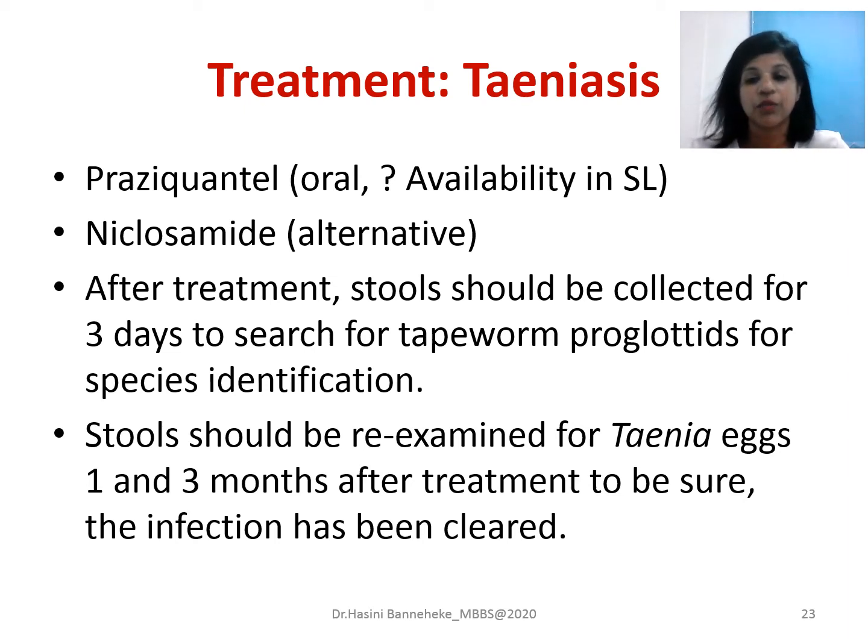Because if you saw the scolex, it's fine. If you don't see the scolex, then you are not sure whether only the rest of the body has come out, only the strobila has come out. If the head and the neck is remaining inside, attached to the small intestine, then it can regrow and cause an infection again. So you have to make sure that the patient is cured by taking another fecal sample 1 month, 3 months apart later on.